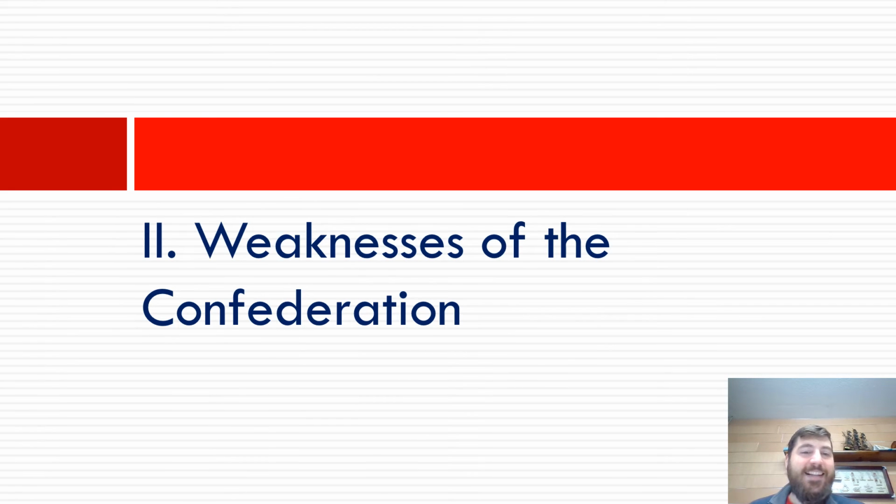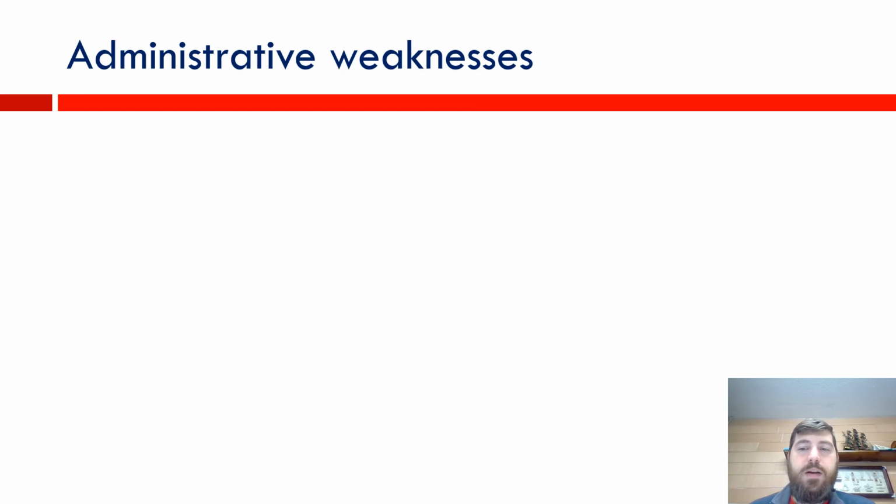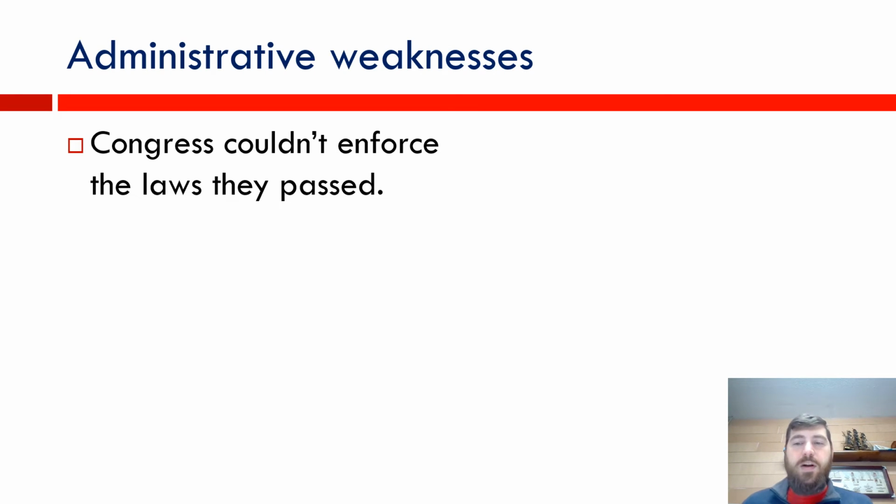What are some weaknesses of the Confederation? Well, one weakness is, even though Congress got to write laws, they could not enforce the laws that they passed. They did not have the ability to force people to obey the law. If someone broke the law, they could not throw them in jail. They have no police force. They have no judges. States do. So if you break a state law, the state police can arrest you and the state judges can throw you in jail, but not the central government.